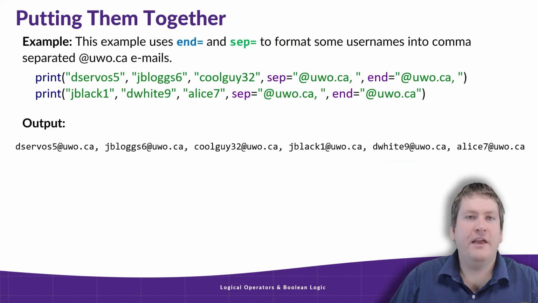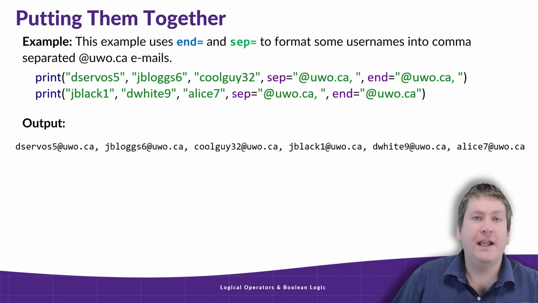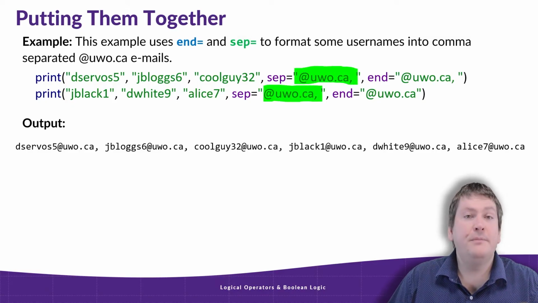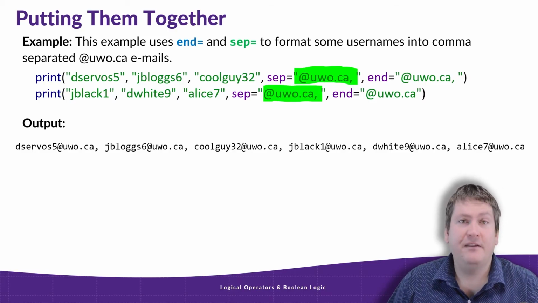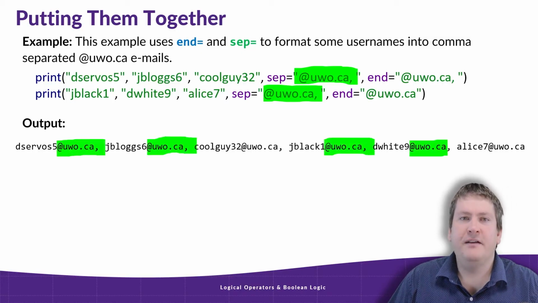Now, when we put this all together, we can do some interesting things. In the example we have on the screen right now, we're using end and sep to format some usernames into a comma-separated list of @UWO emails. So let's see what's going on here. This means between each value, we're going to get @UWO.ca. And if you look closely, you can see there's a comma and then a space after that. So after dservos5 @UWO.ca, after jblog6, and after jblack and dwight.